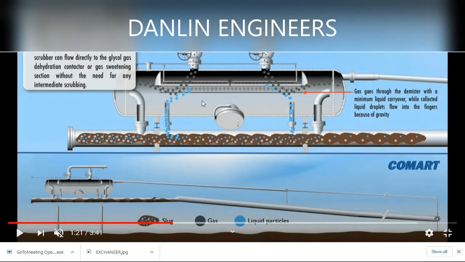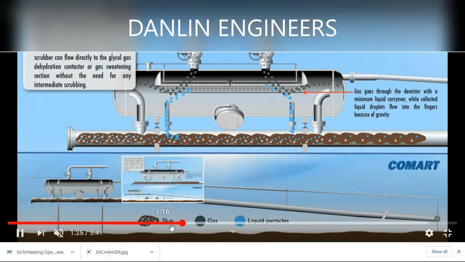So here some scrubber will be there. From that scrubber the gases alone are separated and go to the gas separation module. The gas goes through the demister with minimum liquid carryover, which collects liquid droplets that flow into the finger because of gravity. If any water content is available in this gas, it again goes to the finger collector, the collector of the remaining waste particles. So it will come down again. The gas alone goes to the gas separation module, and the water and other remaining particles come down. That is how the vessel works inside.